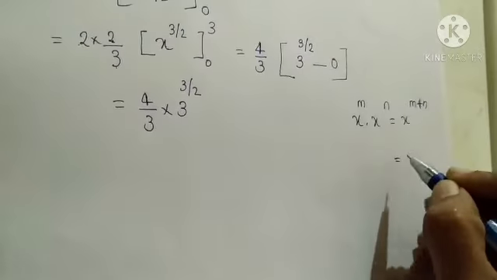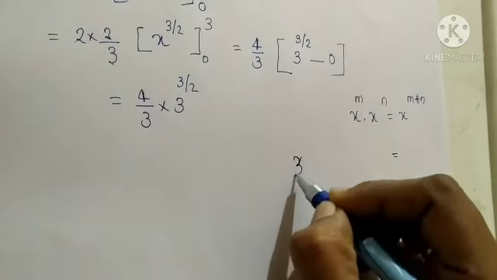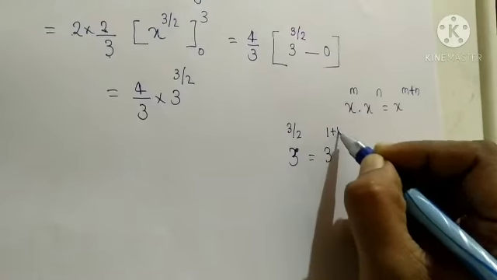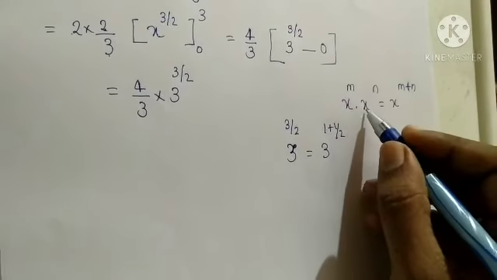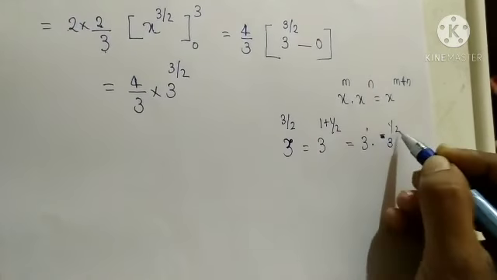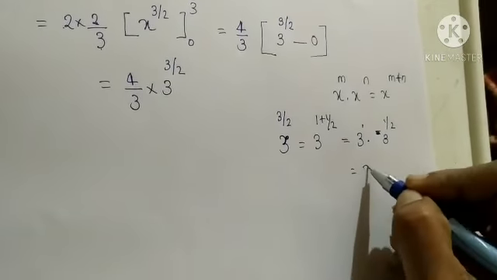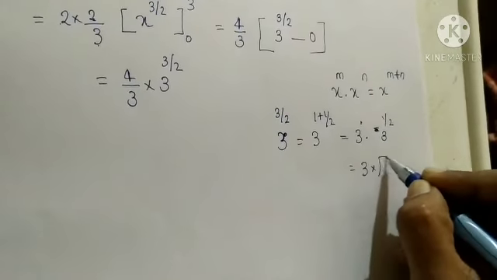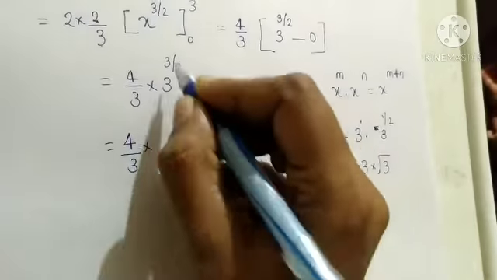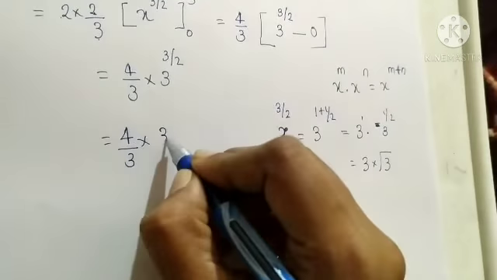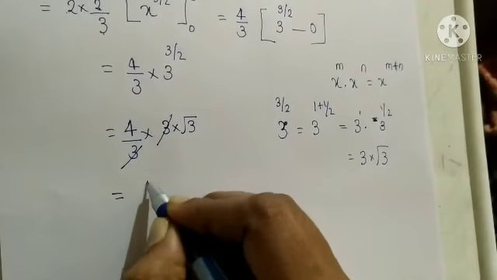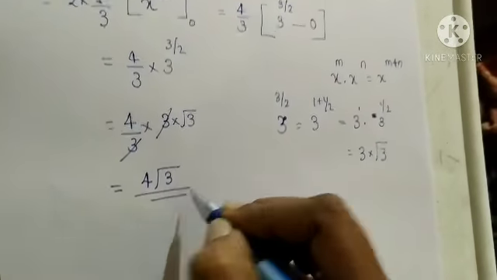So 3 raised to 3 by 2 can also be written as 3 raised to 1 plus 1 by 2. By using the law of exponents, it can be written as 3 raised to 1 into 3 raised to 1 by 2. Okay, and 3 raised to 1 by 2 is root 3, right? So replacing 3 raised to 3 by 2 with 3 into root 3, and cancelling these 3s, we get our area as 4 root 3.